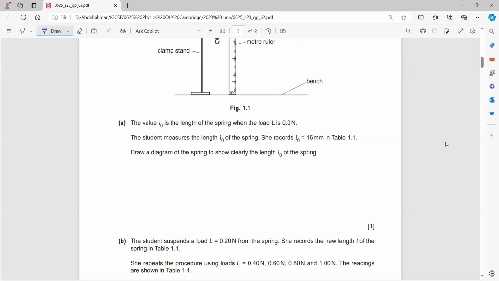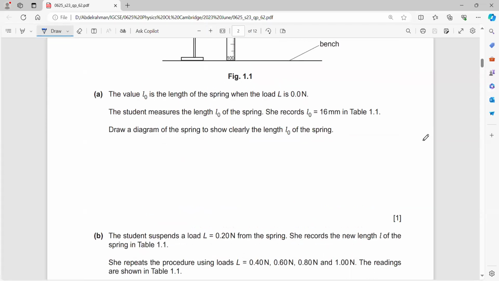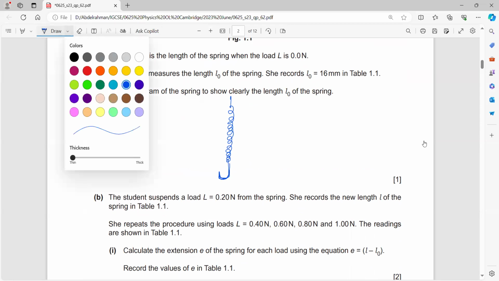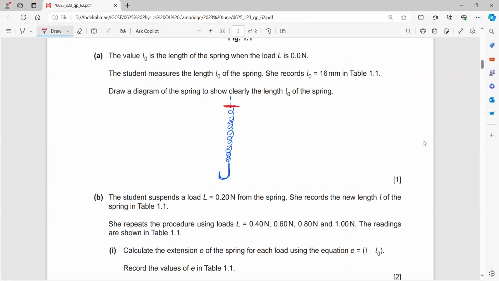Draw a diagram of the spring to show clearly the length L note of the spring. How can I show clearly, using a diagram, the length of the spring? I can draw a spring, right? This is my spring. But to show clearly the initial length of the spring, I have to start from this point and end at this point. This is the length L note of the spring. That's it. Okay?